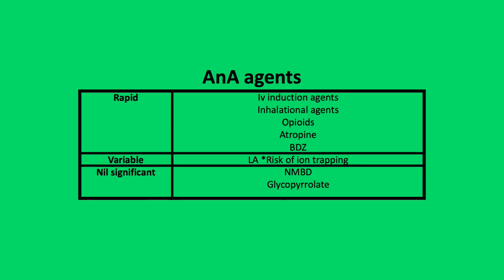The ability of anaesthetic agents to cross the placenta can either be rapid, variable or non-significant. Those agents which rapidly cross the placenta are highly lipid soluble. These include IV induction agents, inhalational agents, opioids, atropine and benzodiazepines. Local anaesthetics have a variable transfer, as they are required to be absorbed systemically prior to transfer, which does occur but usually in small amounts, unless they're directly injected systemically.